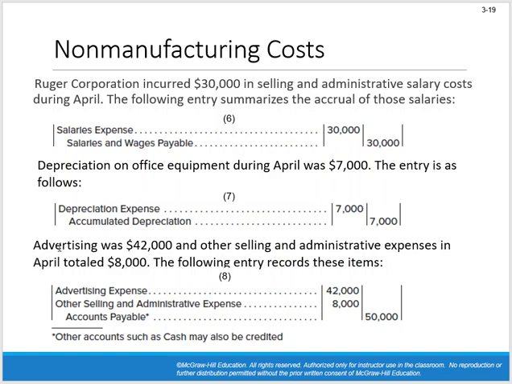And then finally, they tell us advertising was $42,000 and other selling and admin expenses in April totaled $8,000. So we debit advertising expense. We debit other selling and admin expense. I don't much care for that account title, but that's what they give us. And then we credit accounts payable. And they do remind us that these don't have to be payable, salaries and wages payable, accounts payable. It could be cash, but again, unless they tell us, we're going to assume it's on account. Most of these problems are going to be done on account.